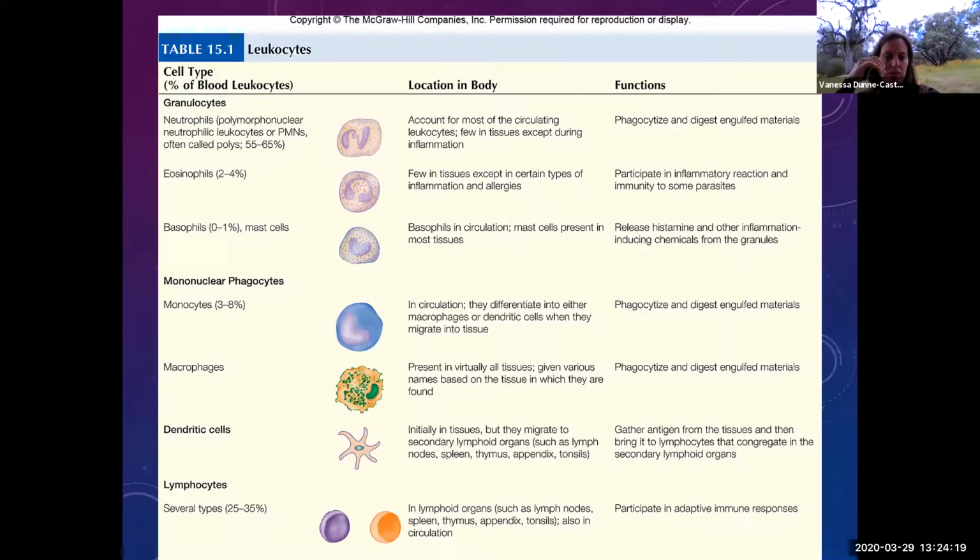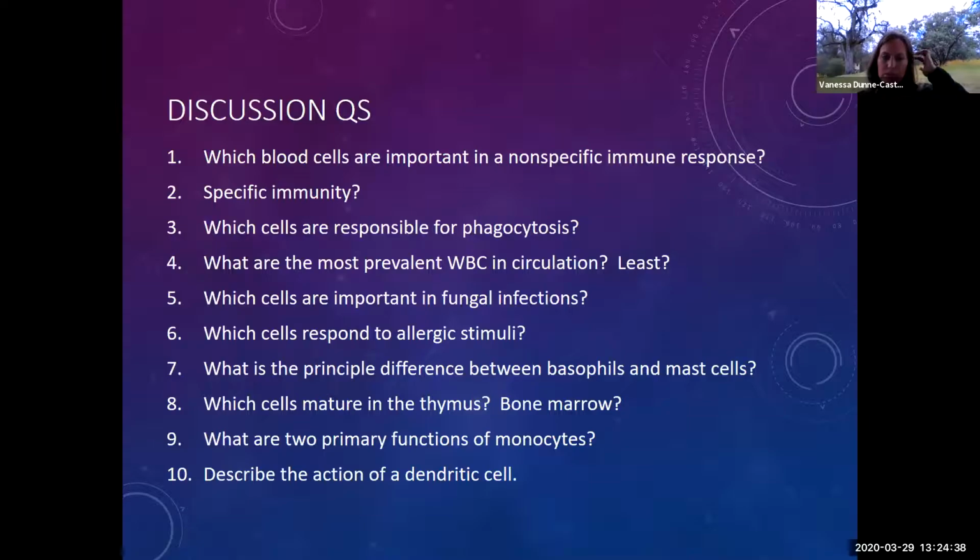As far as your mononuclear phagocytes, the ones that are eating cells, the phagocytic cells, you'll have monocytes, macrophages, and dendritic cells, kind of in that order. And then your lymphocytes, there are quite a few of these in circulation, and it also will change definitely upon inflammation.